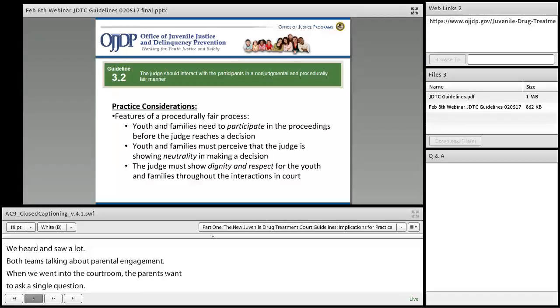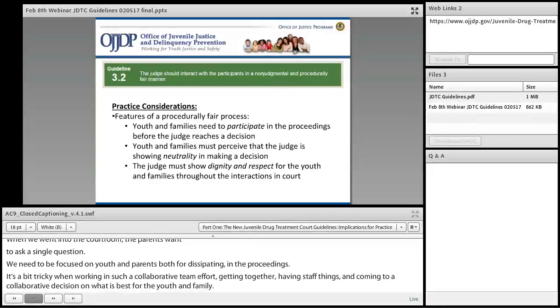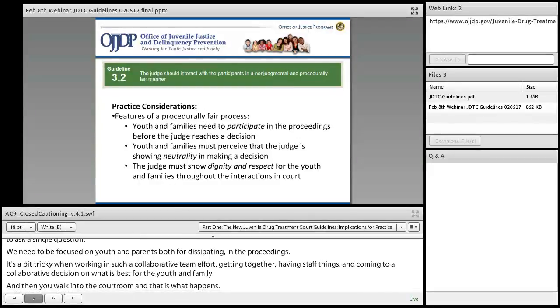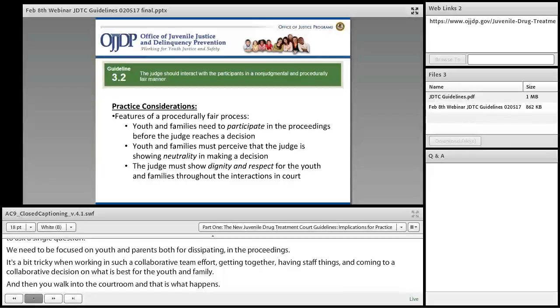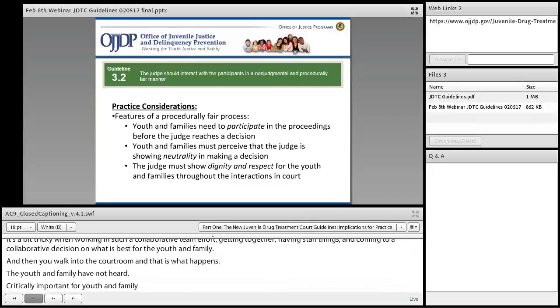It's a little bit tricky when you're working in such a collaborative team effort. You're getting together, you're having staffings, and we'll talk about that in a minute. You're coming to a collaborative decision on what's best for the youth and the family, and then you walk into the courtroom and that's what happens, and the youth and the family haven't been heard. So it's critically important for the youth and the families to see the judge as neutral, respectful, working closely with not only the team, but equally or more importantly, them as well.